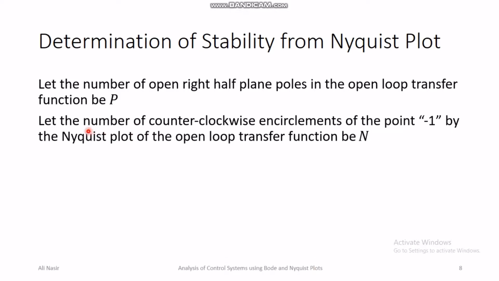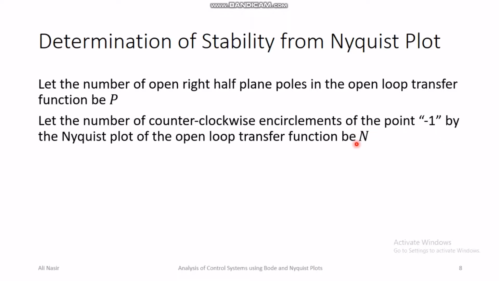So if you determine the open right half plane poles of the open loop transfer function by P, then let the number of counterclockwise encirclements of the point minus 1 by the Nyquist plot of open loop transfer function be N. So you look at the Nyquist plot of the open loop transfer function, and there is a minus 1 point on this plot. Minus 1 means the minus 1 point on the x-axis, or the real axis. If the Nyquist plot is encircling this minus 1 point counterclockwise, then the number of encirclements is denoted by N.